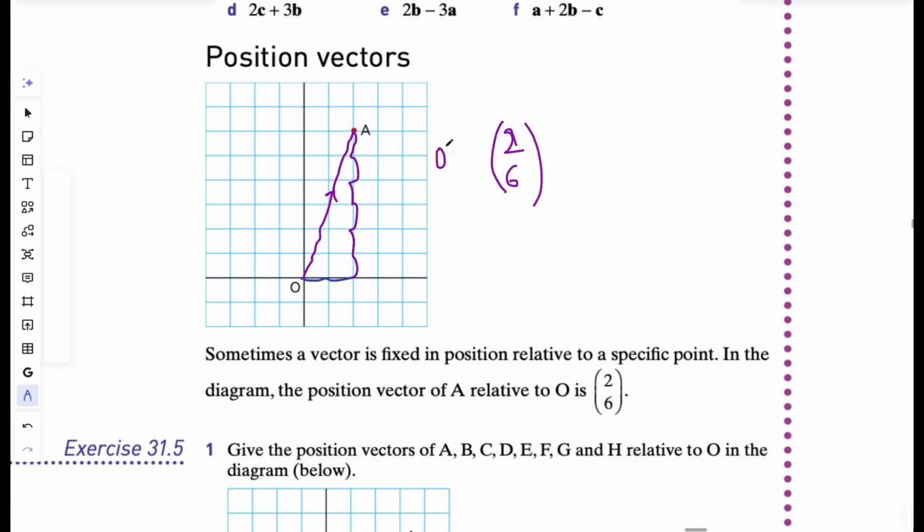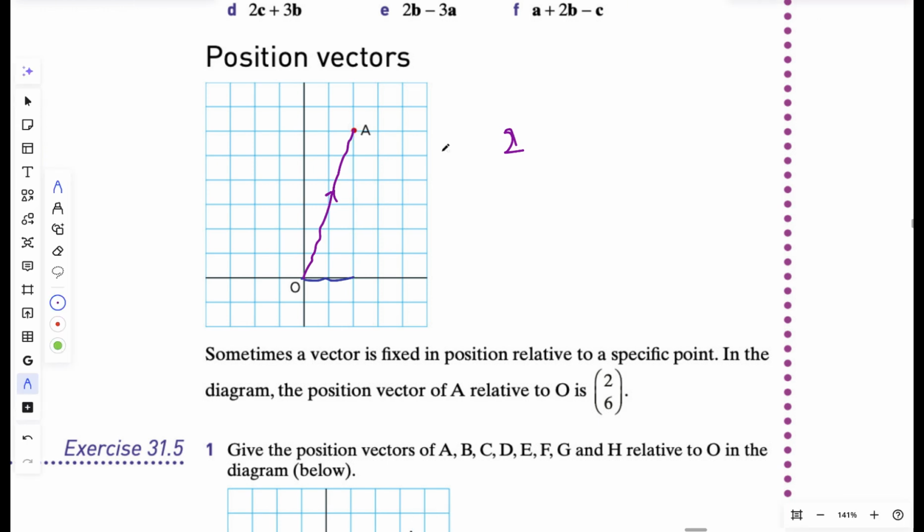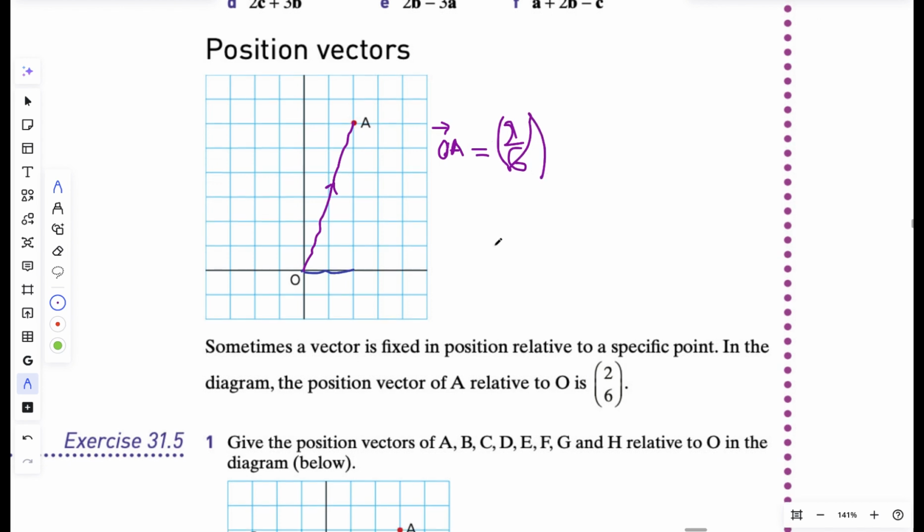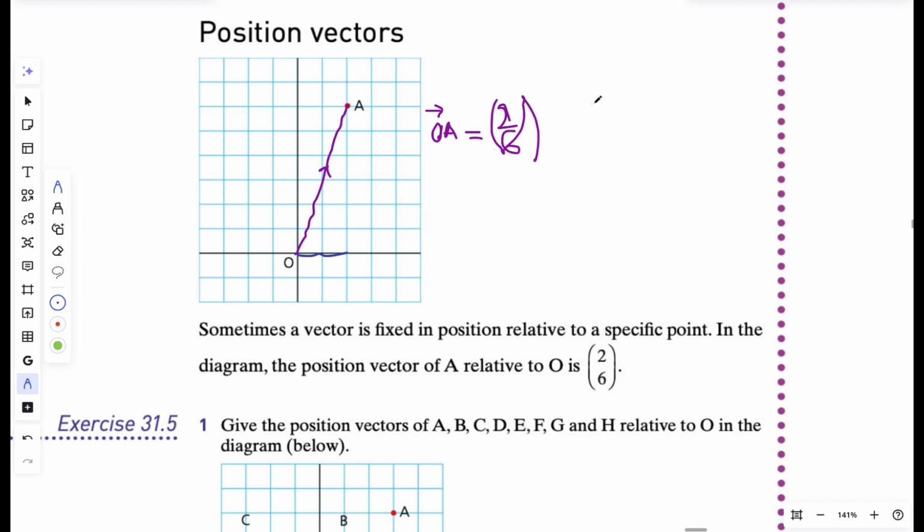Okay, position vector OA. So it's similar to what we have learned anyway. It's not anything new, but it just means that this vector starts counting from 0. 2, 6. That's it. If they ask you to find the magnitude, 2 square you get 4, 6 square you get 36. 36 plus 4 you get 40. Square root of 40, you get 6 point something. That will be the magnitude of this vector in case they ask.